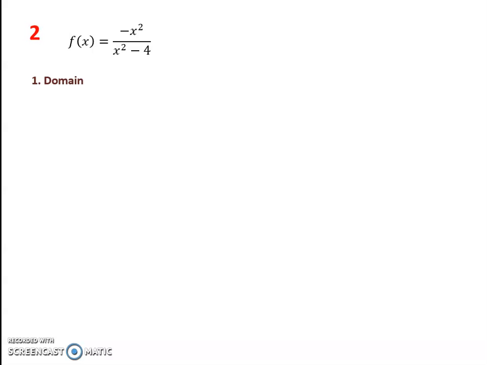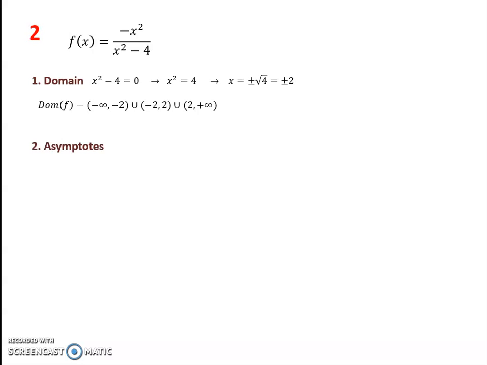So the domain. Regarding the domain, rational functions have problems when the denominator is 0. That's why we will equal it to 0 and solve the equation, obtaining two values, 2 and minus 2. So the domain is going to be the rest. I mean, for all the values except from 2 and minus 2, f is defined. So from minus infinity to minus 2, minus 2 to 2, 2 to plus infinity.